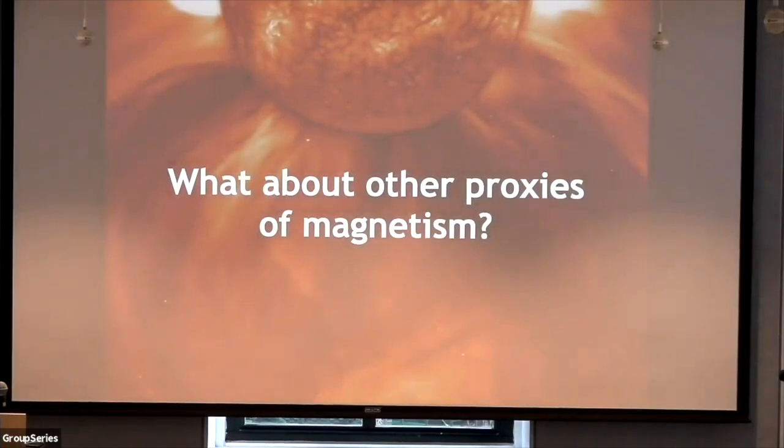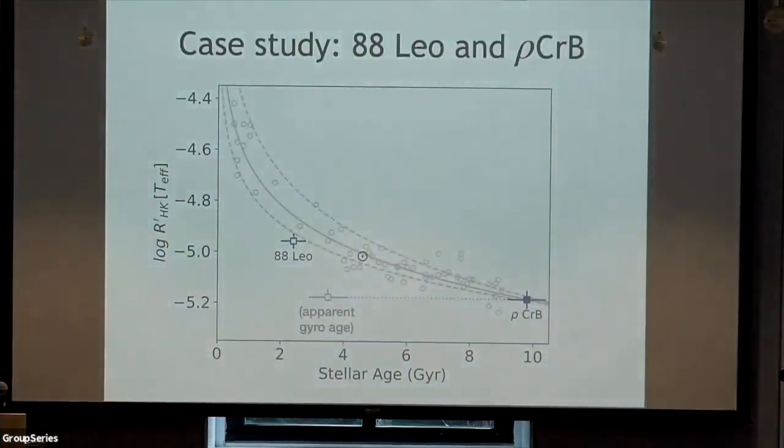All right, so I said this is a magnetic transition. Why aren't we looking at proxies of magnetism? What can you see if you actually go and look at the magnetic fields of these stars? We just put out a paper a couple weeks ago about a pair of objects. This is 88 Leo, which is an object that should be before the transition. The transition is roughly solar. And then Rho CrB, which is post-transition. And we have spectropolarimetry of both of these guys that allows us to measure the magnetic field strengths and morphologies.